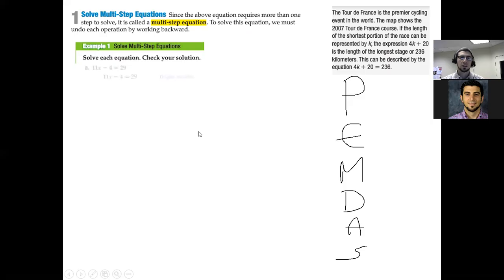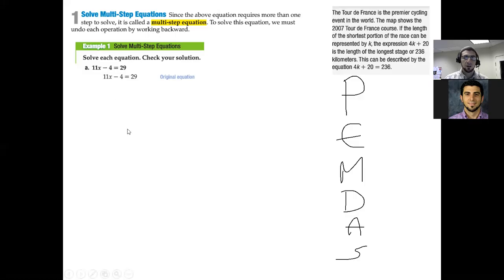Okay, so let's solve this equation. I have 11x minus 4 equals 29. Now, I have what's happening to x. You got to think. Well, if I put a number in for x, I'd have to first multiply it by 11 and then subtract 4. Well, if I'm trying to get x by itself, I want to undo those things. So if I have to first multiply, then subtract to simplify the equation, let's work backwards.